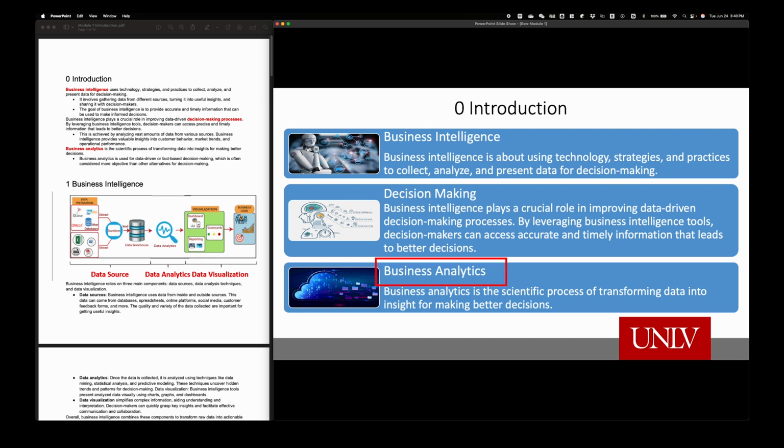Business analytics, or BA, is more specific. It is a scientific process of turning data into insights to support better decisions. BA often focuses on why it happened, what might happen next, and what we should do about it. So, business intelligence is the big picture, the overall strategy and system. Decision making is the goal, and business analytics is one of the key methods we use to reach that goal.